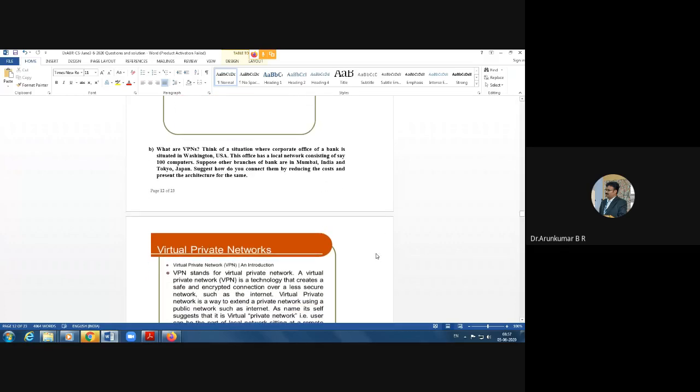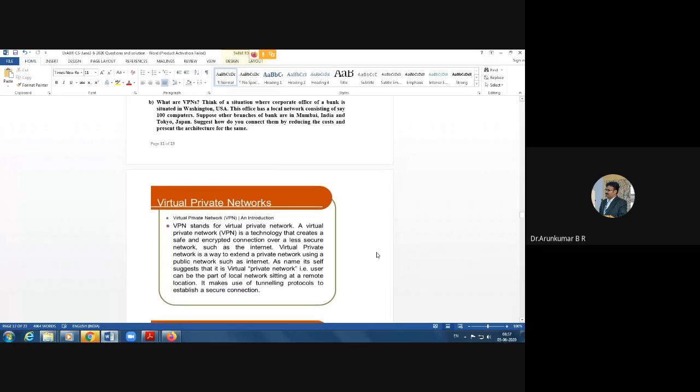Okay, so it is time to recall what a virtual private network is. VPN stands for virtual private network. A virtual private network is a technology that creates a safe and encrypted connection over a less secure network such as the internet. When your private network wants to connect to another branch of your own or another organization through a public network, you use a virtual private network that creates a safe and encrypted connection over a less secure network such as the internet.